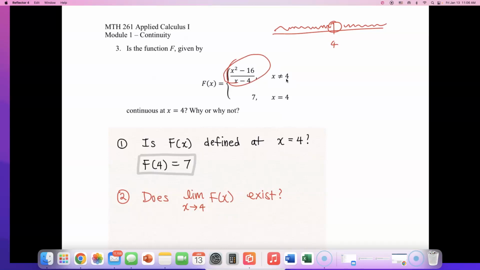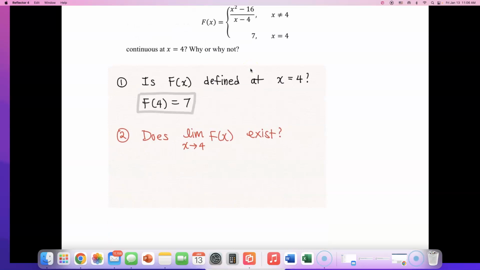I thought about finding the left-hand limit and the right-hand limit and comparing them, but we can go ahead and find this by finding the limit as x approaches 4 of this expression. Let me copy this right here and paste it. I'm going to find that.